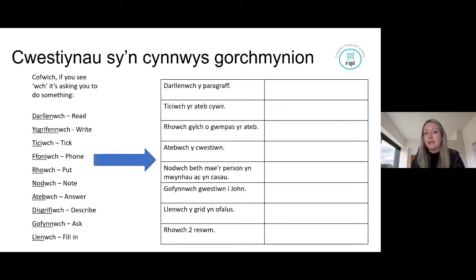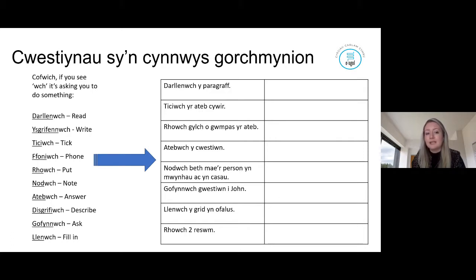So what I'd like you to do now is have a look at the examples I've given you on the right hand side. So I've put these now into context. Instead of just darllenwch, I've written darllenwch a paragraph. Instead of just ticiwch, I've written ticiwch yr ateb cywir. Instead of roch for put or to give, for example, I've written roch gylch o gwmpas yr ateb. Cylch is a circle.